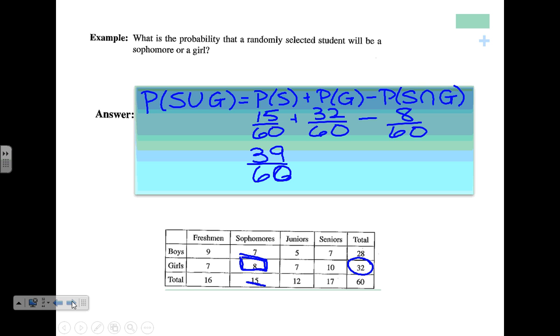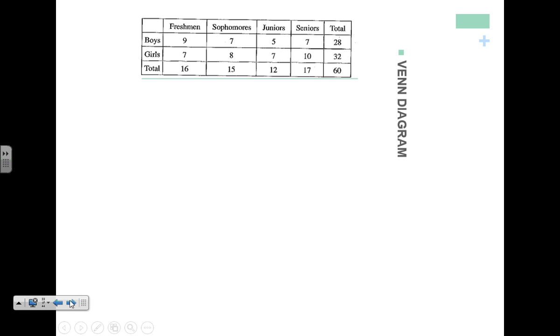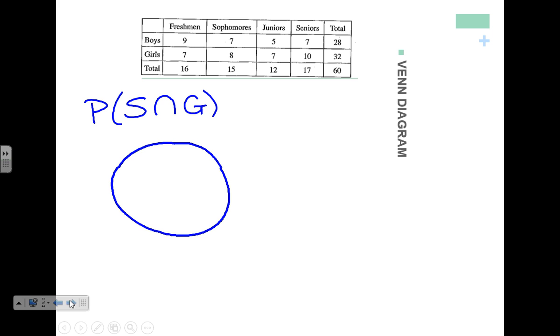Okay, I'd like to look at that same example. You do not have this on your notes, but just at the bottom of page 16, I'd like you to draw that same example out of the probability of sophomore or girl in a Venn diagram. So we're going to find 2 circles. We've got the sophomores, we've got the girls. These 2 circles are overlapping because they are not disjoint. They have something in common.